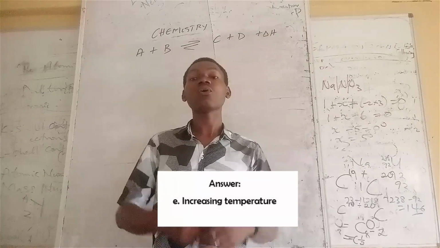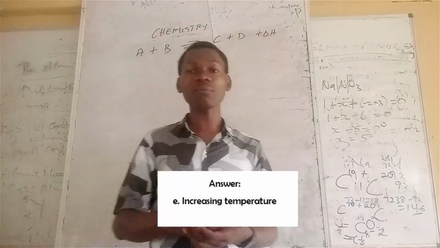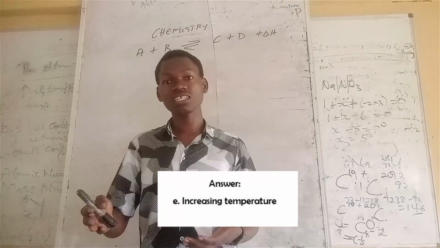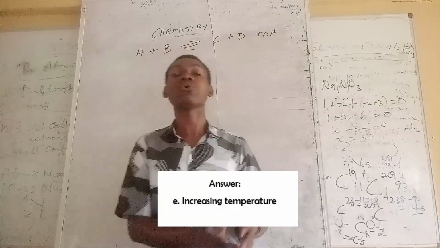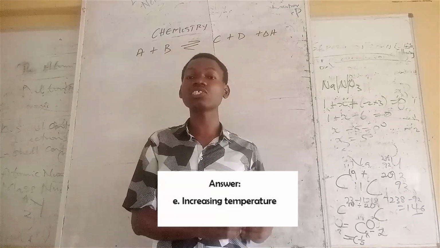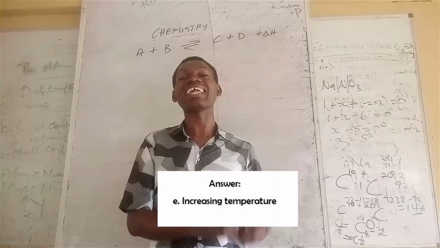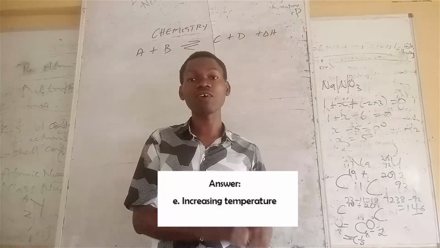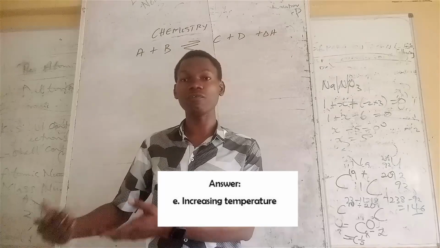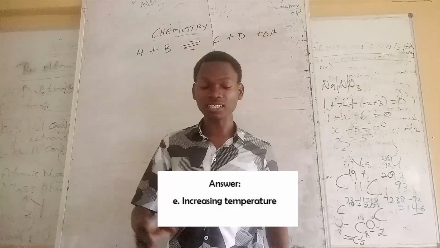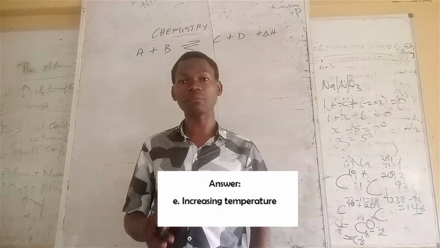So in summary, when the temperature of an equilibrium system is increased, and that system is an endothermic reaction, more of the product will be formed. So in summary, our answer is E, increase in temperature.